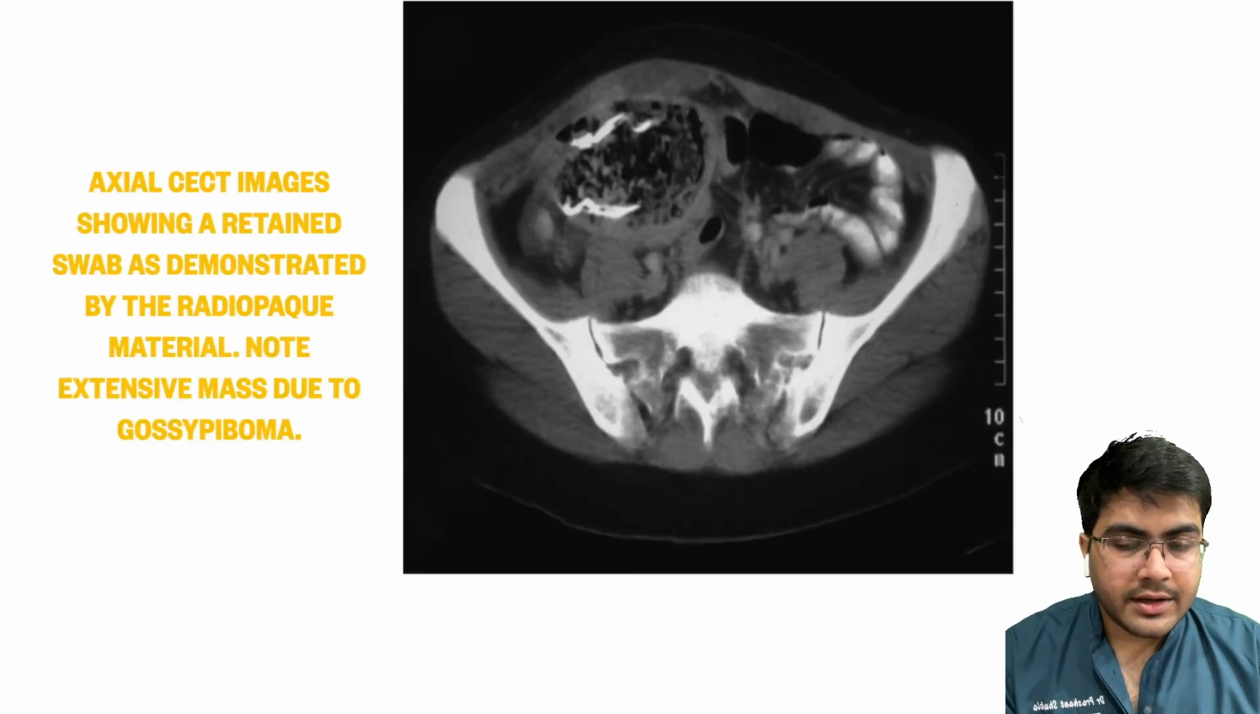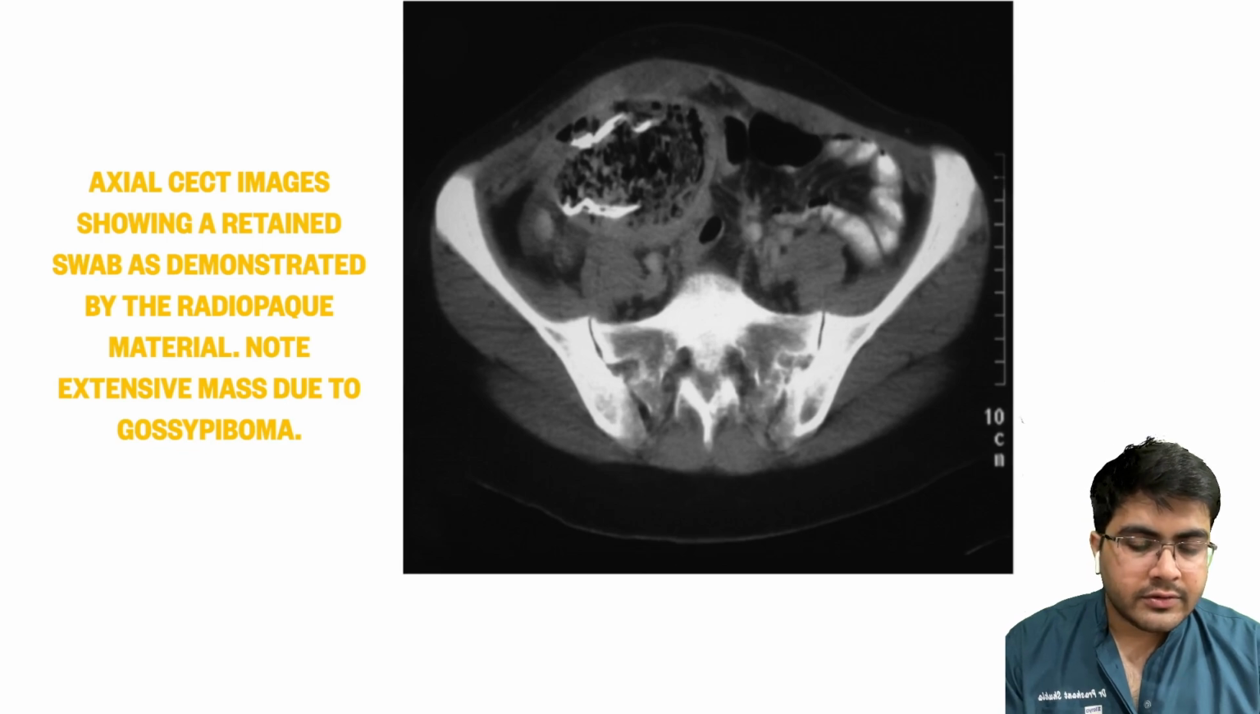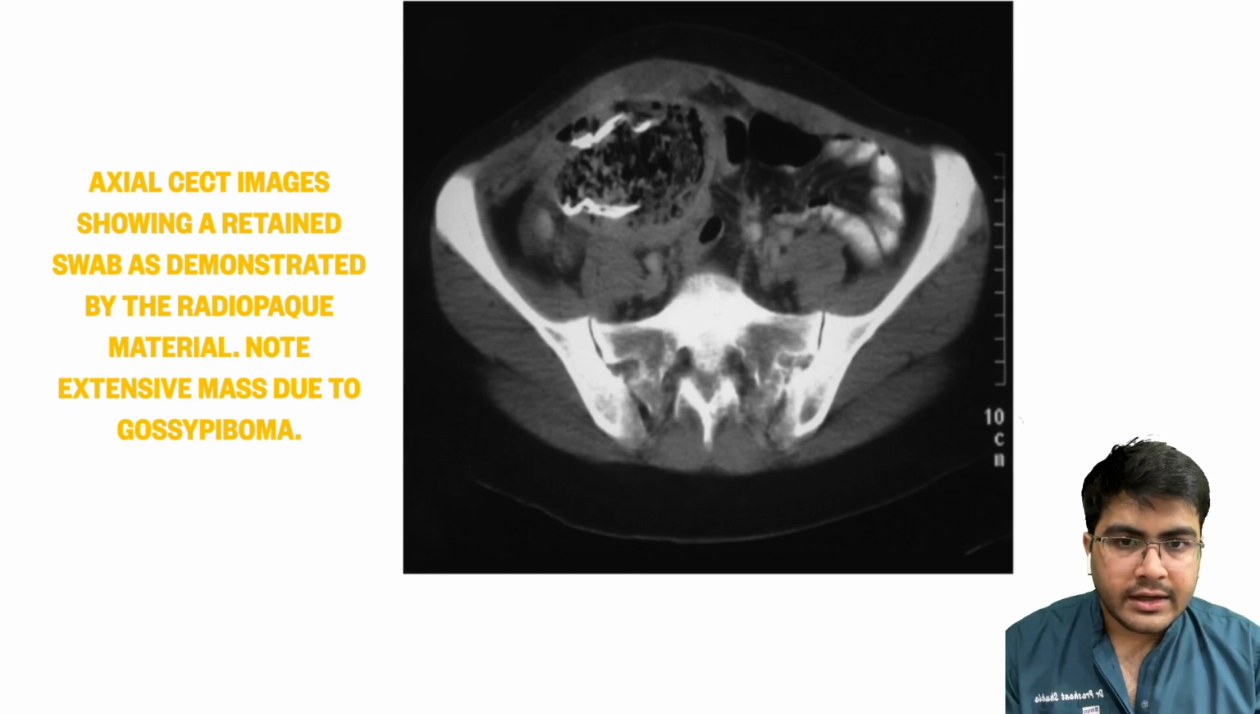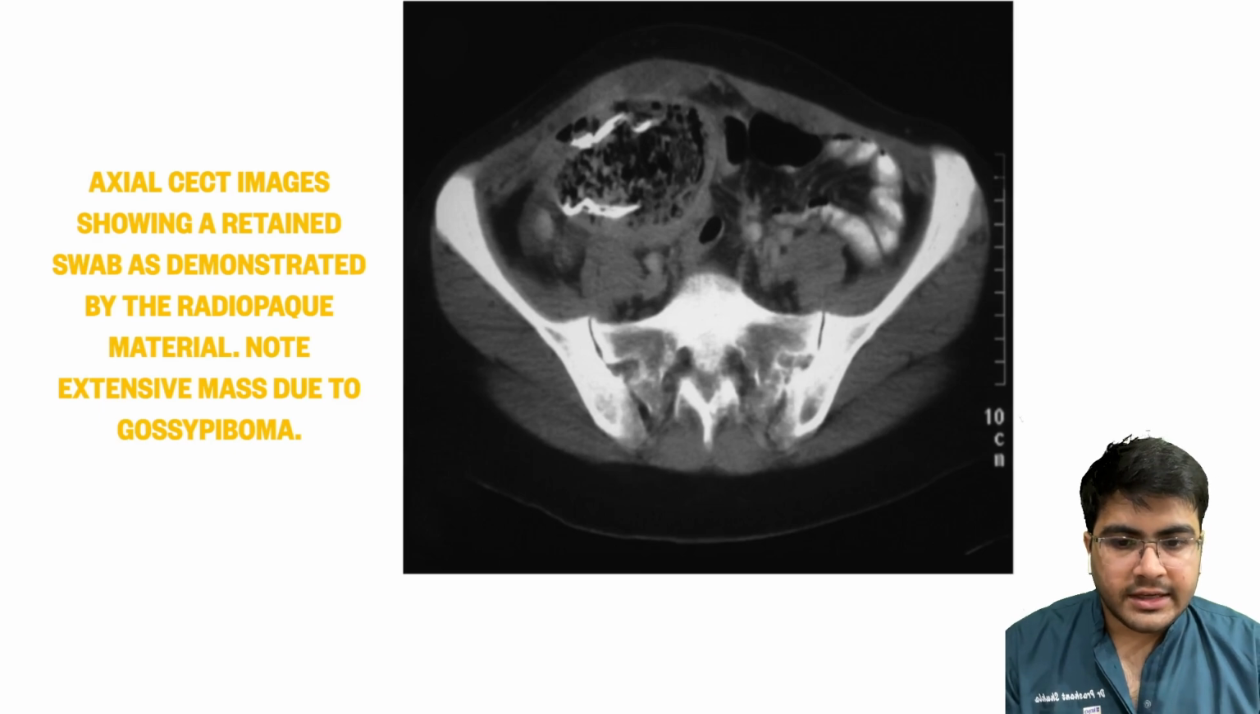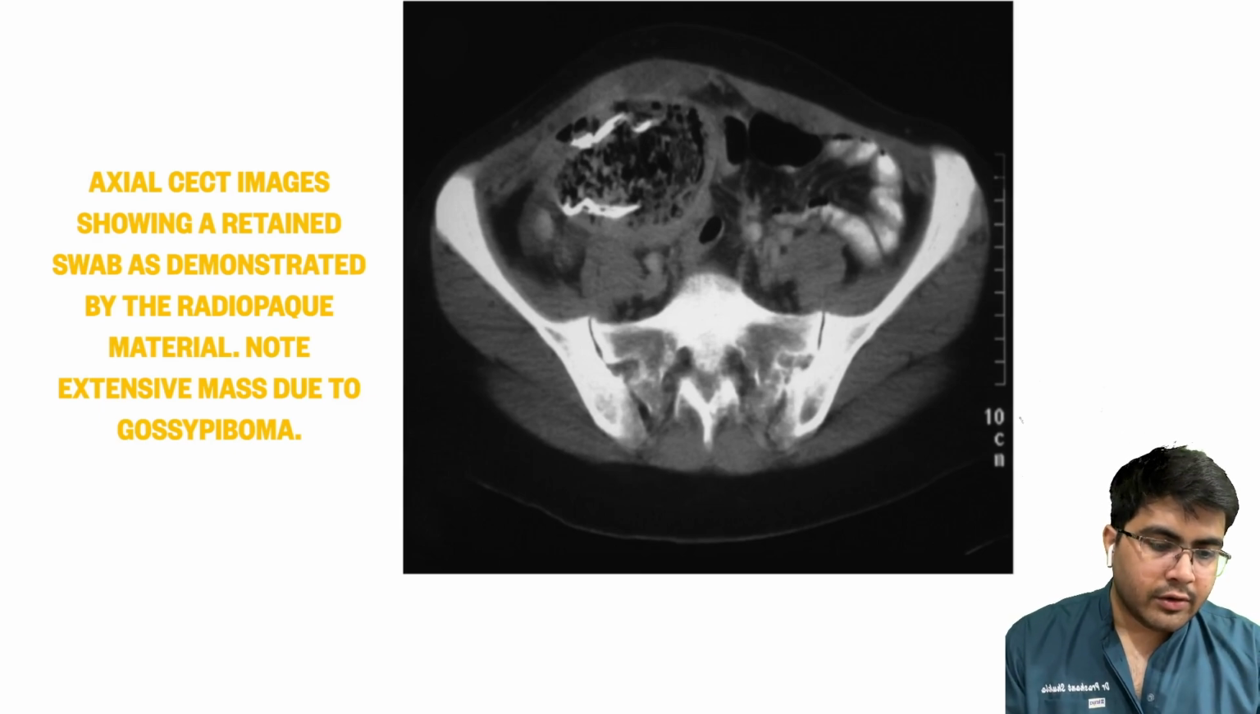Again, this has become very evident nowadays, and the INI people have asked this twice in the last 3 years, so you need to be very careful about these findings. So axial CECT image showing a retained swab as demonstrated by the radiopaque material. So the white line is showing the radiopaque line. There are a lot of air foci within it, and this is classical of a gossypiboma. Okay, so you have a retained mop inside the patient's abdomen, which looks like this on a CT scan. Okay, so you need to be very careful about this finding.